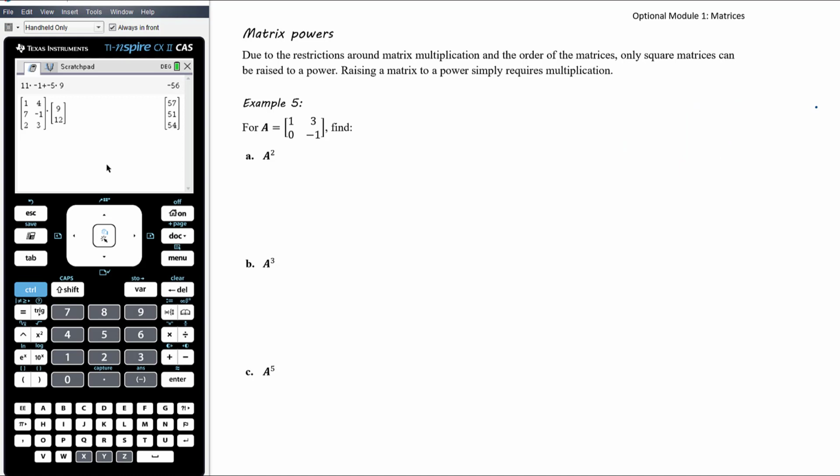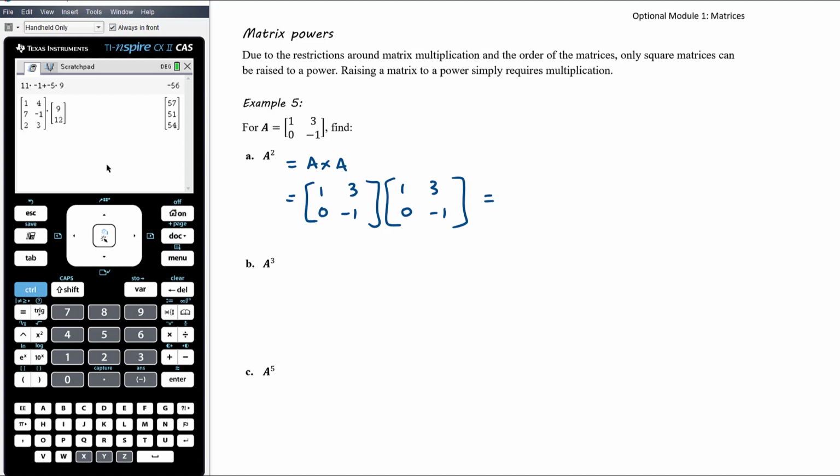Okay. Then let's think about how we do that. So thinking about the powers are just multiplication. Squared just means that times that, and you simply just have to do that multiplication. So A squared literally means A times A. And so that is 1, 3, 0, negative 1 times 1, 3, 0, negative 1.